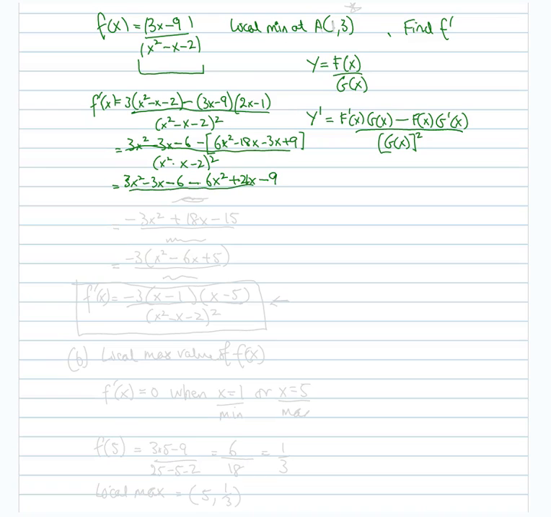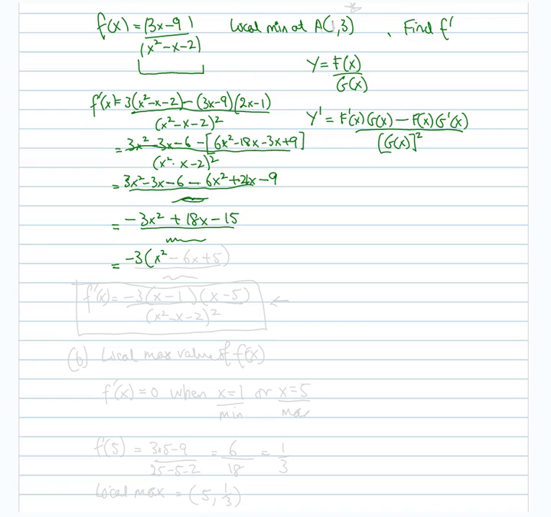Okay, that's all over the things that we had before, which equals, right, so 3x² minus 6x² gives minus 3x². We've got minus 3x plus 21x, that gives us plus 18x. And we've got minus 6 minus 9, which equals minus 15. That's all over this same denominator. Which equals, we can bring a 3 outside. In fact, let's bring a minus 3 outside.